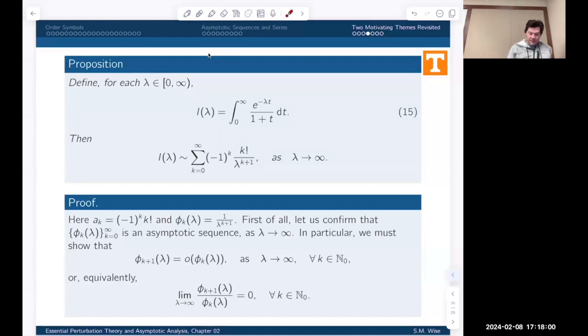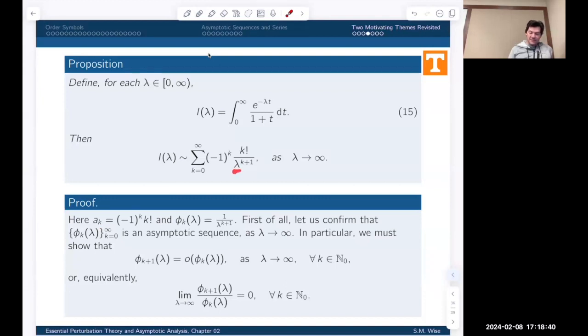So notice that whenever I'm summing from k equals 0 to infinity, my first power here is going to be k plus 1, so 0 plus 1. The first power, instead of being 0, is just going to be 1 over lambda to the first power. So here are the terms of the sequence. a_k is just this, and then my asymptotic sequence is 1 over lambda to the k plus 1. So we just identified what those objects are in my asymptotic approximation.